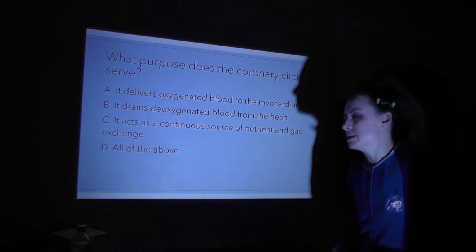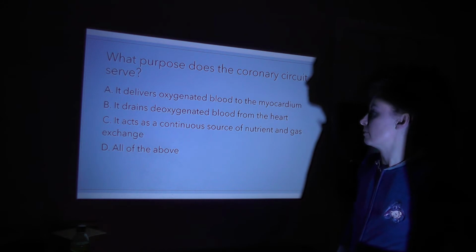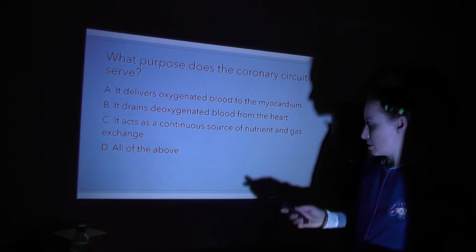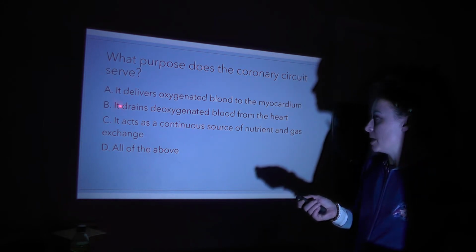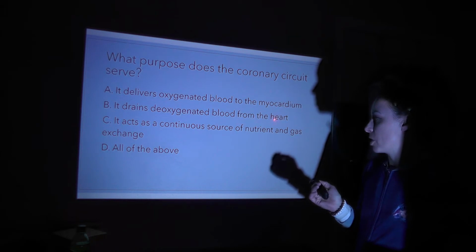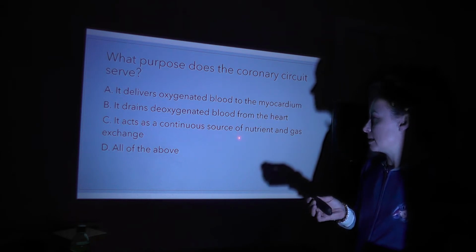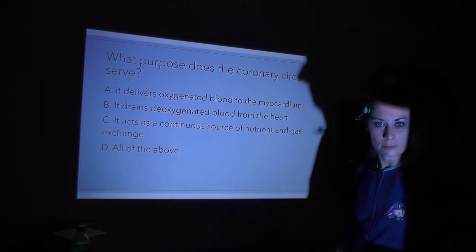And what purpose does the coronary circuit serve? A, it delivers oxygenated blood to the myocardium. B, it drains deoxygenated blood from the heart. C, it acts as a continuous source of nutrient and gas exchange. D, all of the above.